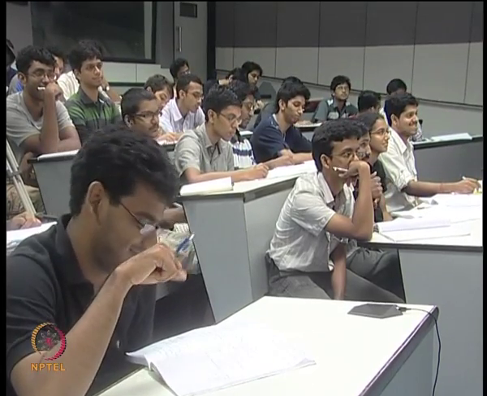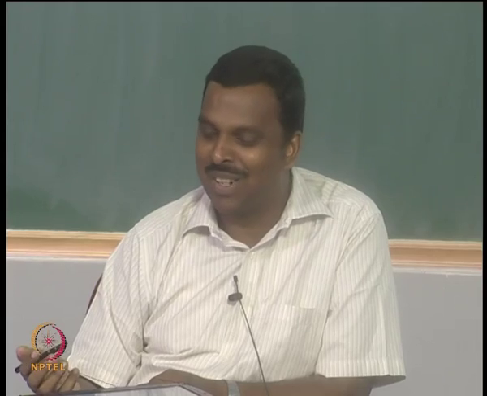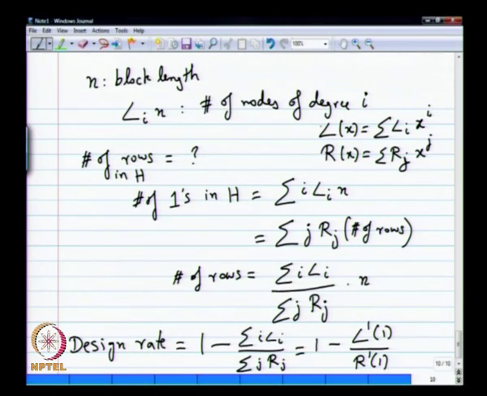Just to make it look a little bit more sophisticated. If you do not like the sigmas, you can do the primes and it looks like this. Okay. So, these are called degree distribution polynomials, and it is a common way of specifying the degree distribution.